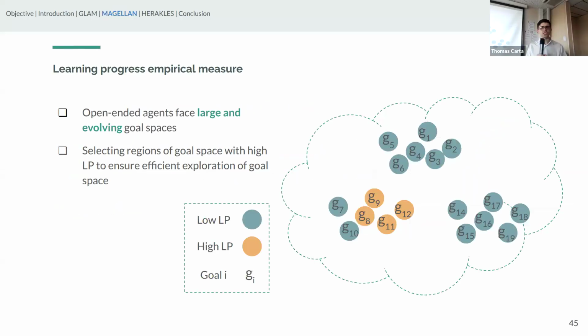An open-ended agent tends to face a large and evolving goal space. Evolving because as it explores the environment, it will discover new goals and try to reach new goals. So a characteristic of open-ended agents is to face this growing and large goal space. And selecting in such a goal space a region with high LP is very difficult because you can have few goals with high LP and most of the goals with very low learning progress.